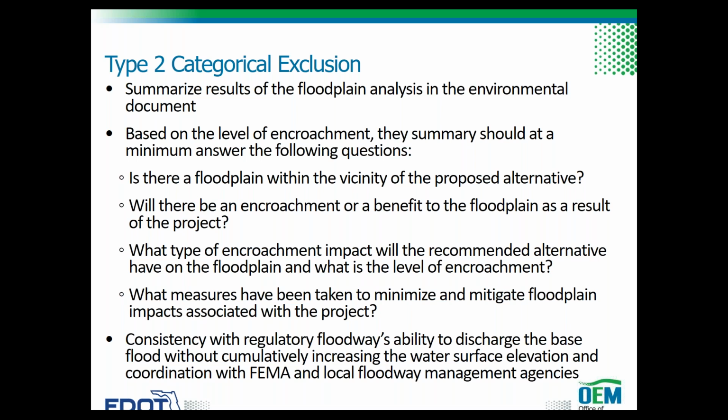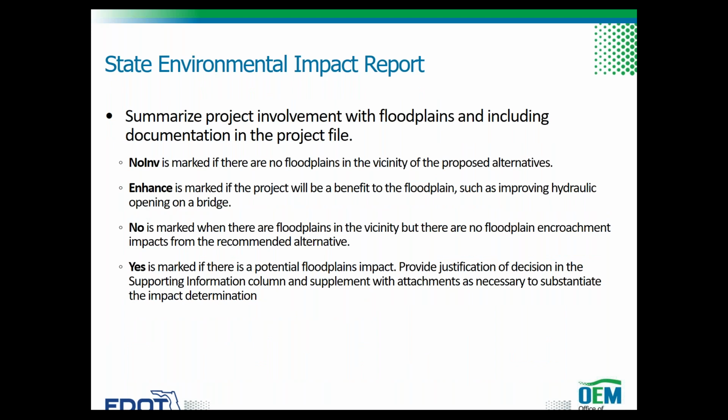If the project involves a regulatory floodway, then the supporting documentation to the Type 2 Categorical Exclusions determination form must address the project consistency with the regulatory floodway's ability to discharge the base flood without cumulatively increasing the water surface elevation more than the designated height, and demonstrate coordination with FEMA and local floodway management agencies on the consistency issue. State Environmental Impact Reports summarize the results of the Location Hydraulics Report and any coordination that took place in the Environmental Analysis section, and include the documentation in the project file.